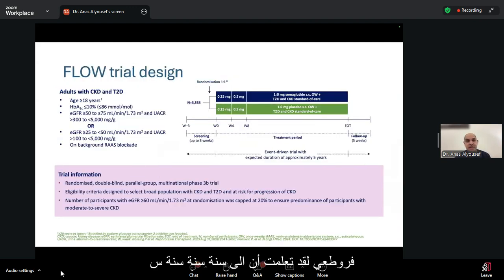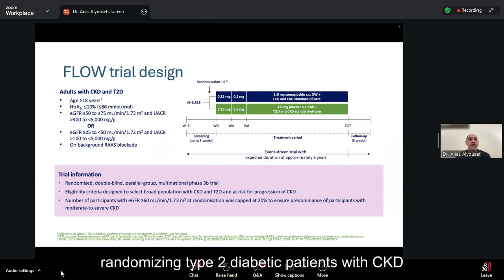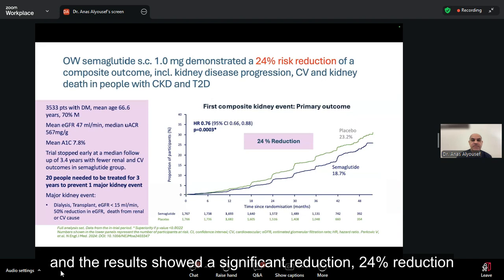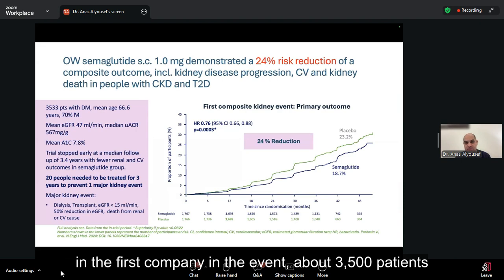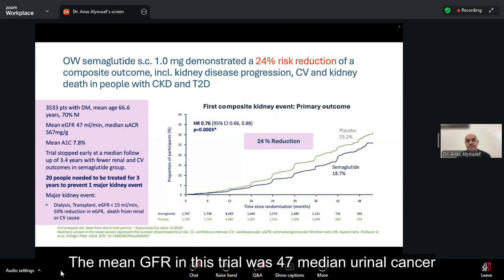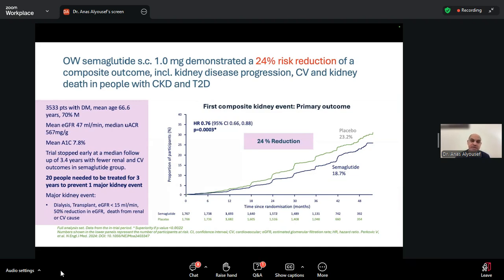Ala mentioned earlier, came out about 2 years ago, randomizing type 2 diabetic patients with CKD to semaglutide 1 milligram once weekly. And they ran it for about 52 weeks. And the results showed a significant reduction, 24% reduction in the first composite kidney event. About 3,500 patients, mean age of 66 years, 70% of them were male. The mean GFR in this trial was 47. Median urine albumin creatinine ratio was, again, 567.